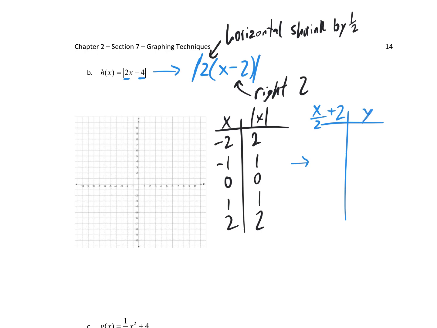And we're going to have a y value that's unchanged. So basically we get negative 1, that's going to be negative 1/2 plus 2, we'll just use a decimal, 1.5, 0 plus 2 is 2, and this is going to be 2.5, and then 3. And then our y value is unchanged: 2, 1, 0, 1, 2. So if we go 1 and 2, 1.5 and 1, 2 and 0, 2.5 and 1, and then 3 and 2.